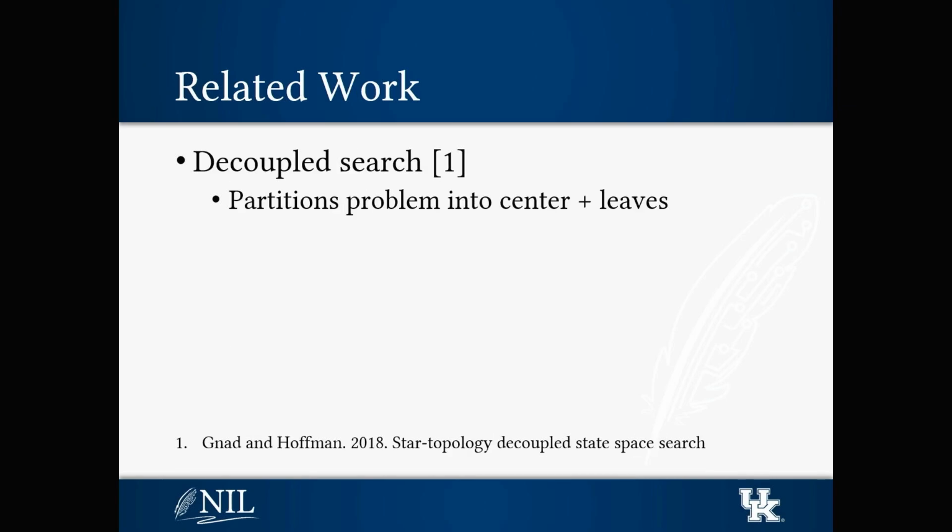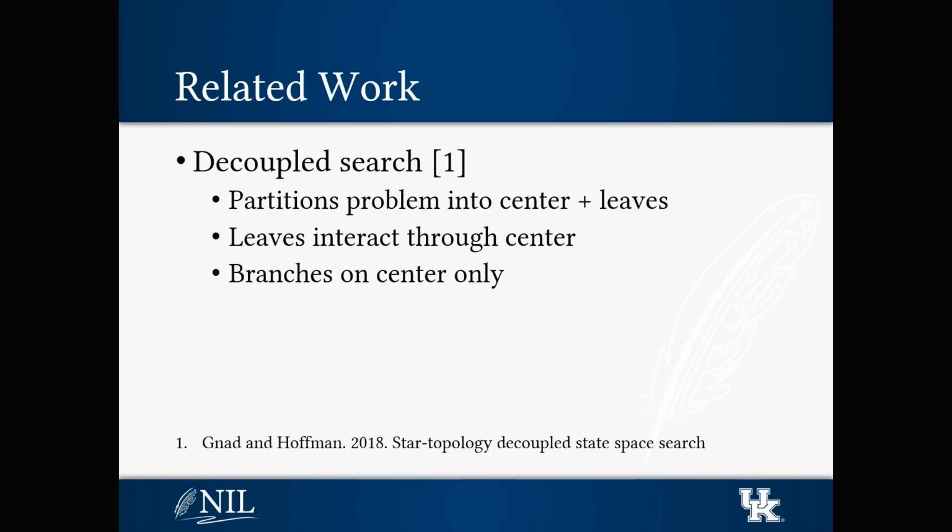Decoupled search simplifies a problem by partitioning the state variables such that there is a central projection and some number of simpler leaves. Leaves are selected such that the changes in one leaf will never directly affect others. This allows the possible leaf states to be considered exhaustively, decoupled from the branching search in the center.